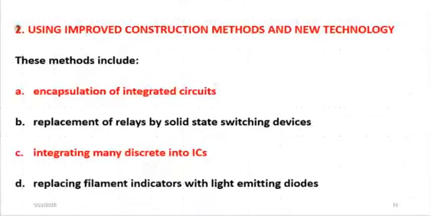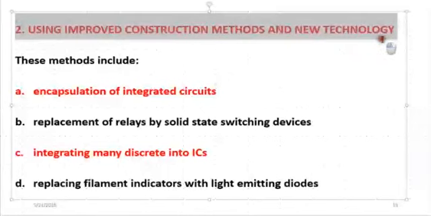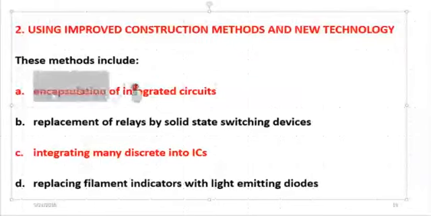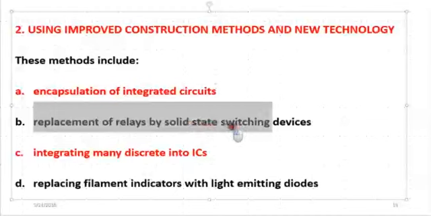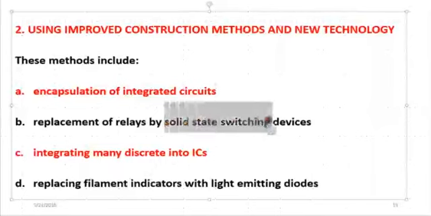Now, another method of reducing the rate of failure is using improved construction methods and new technology, and this involves encapsulation of the integrated circuit. That is, you encapsulate your integrated circuit, you enclose it in such a way that you isolate it from the effects of the environment as well as interference from other components. Another step is replacement of the relays, which are mechanical in nature, by what? Solid state devices that can be used for switching, just like relays.